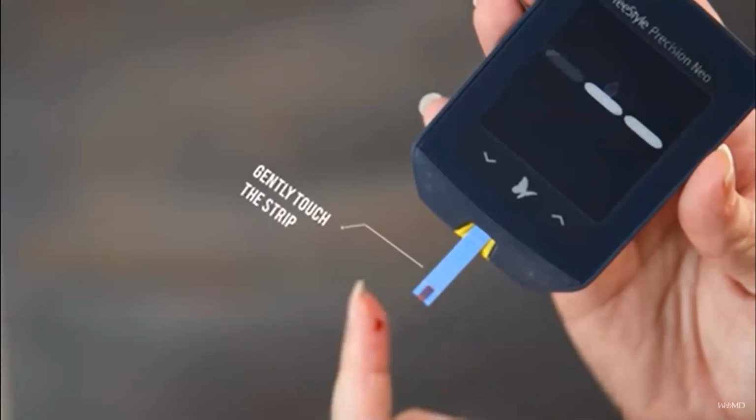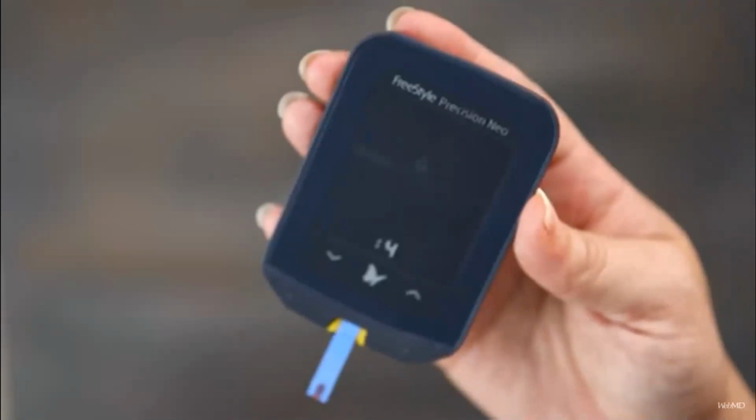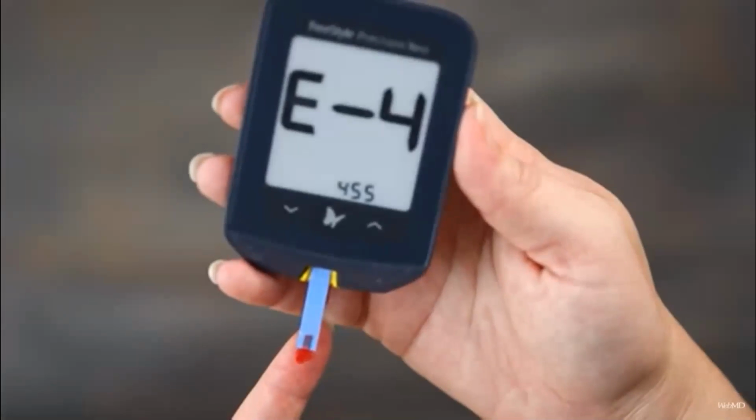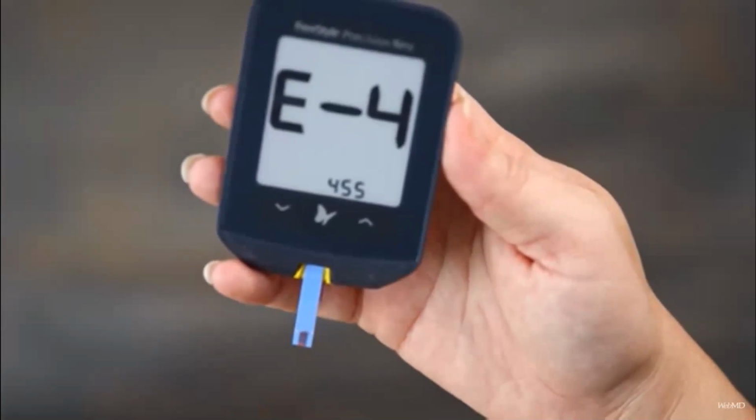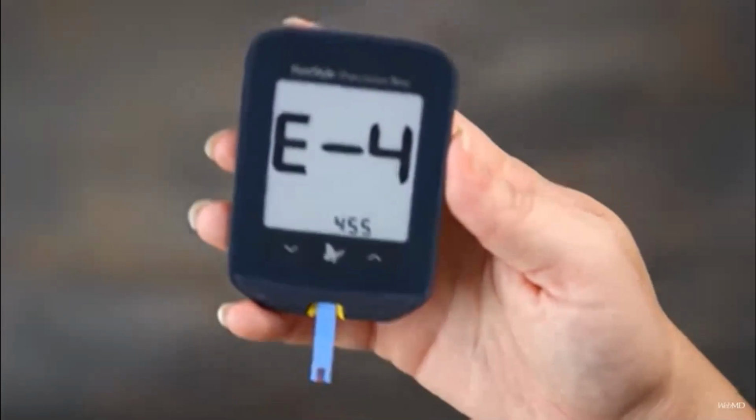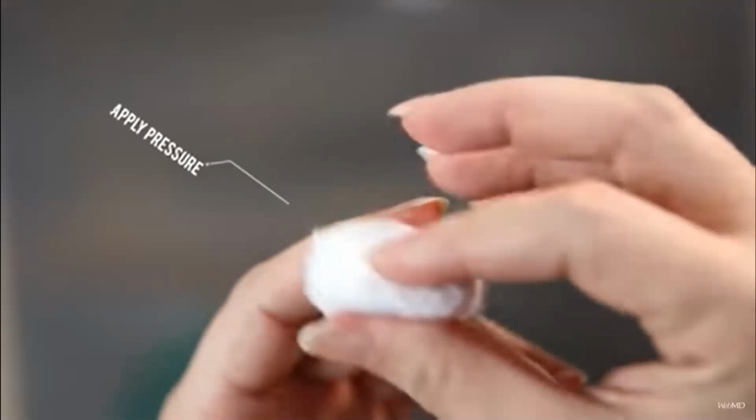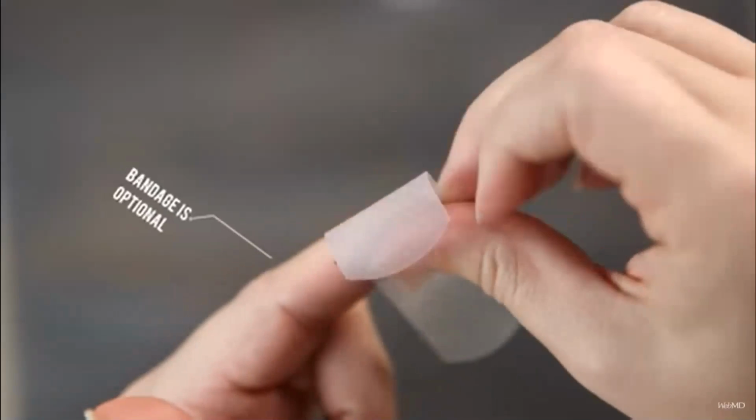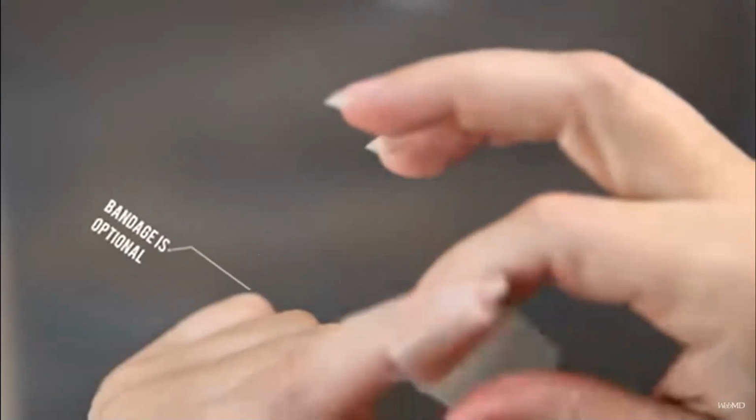Gently touch the strip. It'll pick up the blood and let the meter show your blood sugar reading. If you get an error or you think something is wrong with your results, just wait a few minutes and test again. Check your instruction manual for troubleshooting errors. Apply a little pressure to get the bleeding to stop. Most people don't need to, but you can use a bandage if you want.